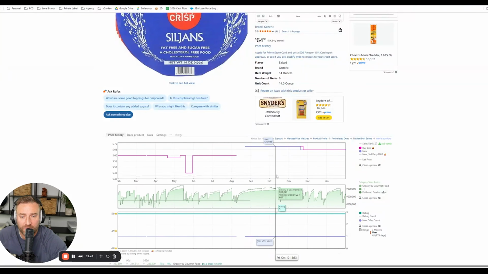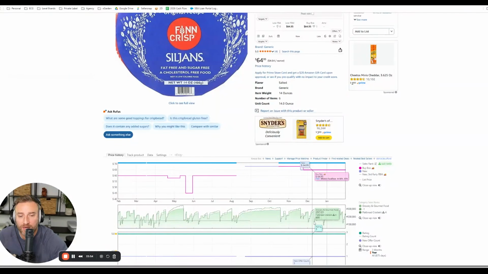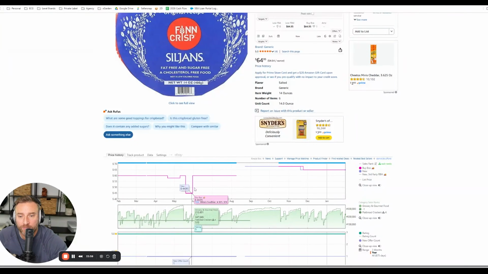And there's never been an FBA offer. You can't see any of those orange triangles. So if you did do FBA, it would then be prime shipping, which typically will speed up the velocity by like 50 to 100%. And then maybe you can drop the price on this too.